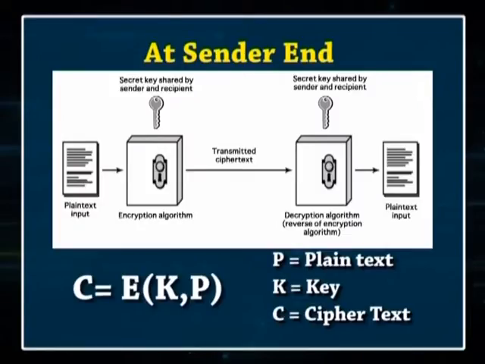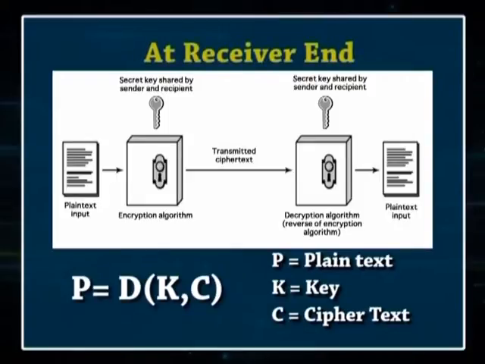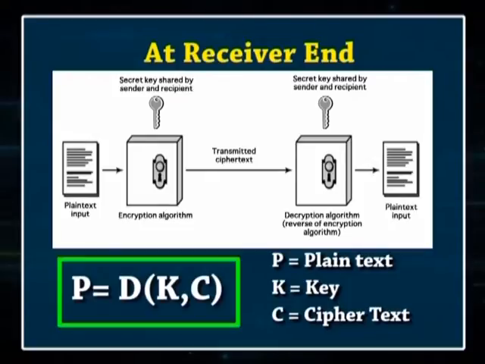On the sender side, the encryption algorithm works on the message P and the encryption key K to produce ciphertext C. We can write it as shown on the screen: C = E(K, P). Ciphertext is equal to the encryption function of key and plaintext. On the receiver side, decryption can be performed as shown: P = D(K, C). Decryption function D of key K and ciphertext C, where P is equal to plaintext, K is equal to key, and C is equal to ciphertext.